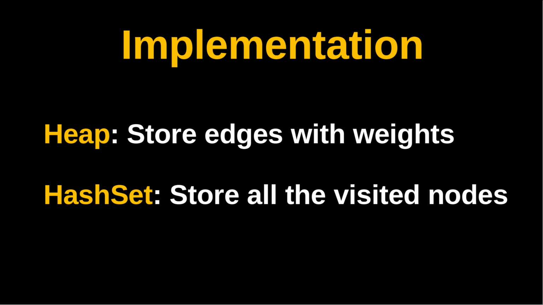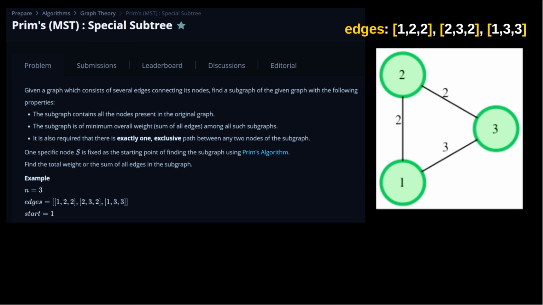Now, a few notes on the implementation. We use a heap to store and sort all the edges with weights. And we use a hash set to store all the visited nodes that are currently in the minimum spanning tree. Now let's do a real example together. This example is from HackerRank. I left the links below.